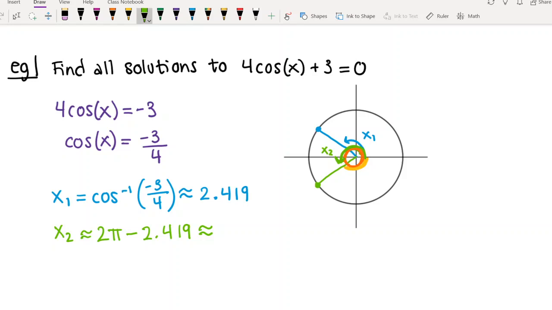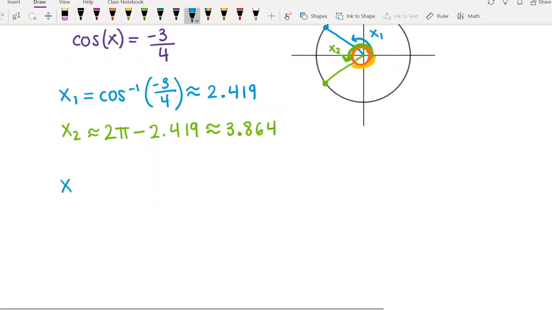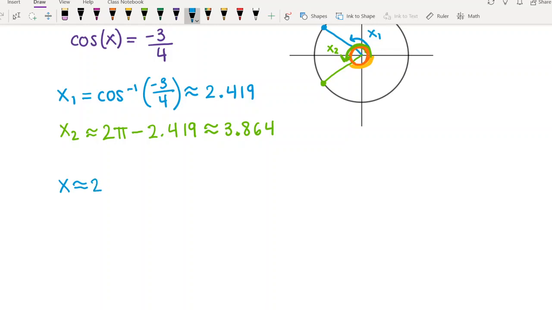And so if you type that into a calculator, you get that's approximately equal to 3.864 radians. So how can we write down our solution? For all solutions, we want to then add 2 pi k to each of those. So we would say x is approximately equal to 2.419 plus 2 pi k, and then x is approximately equal to 3.864 plus 2 pi k.